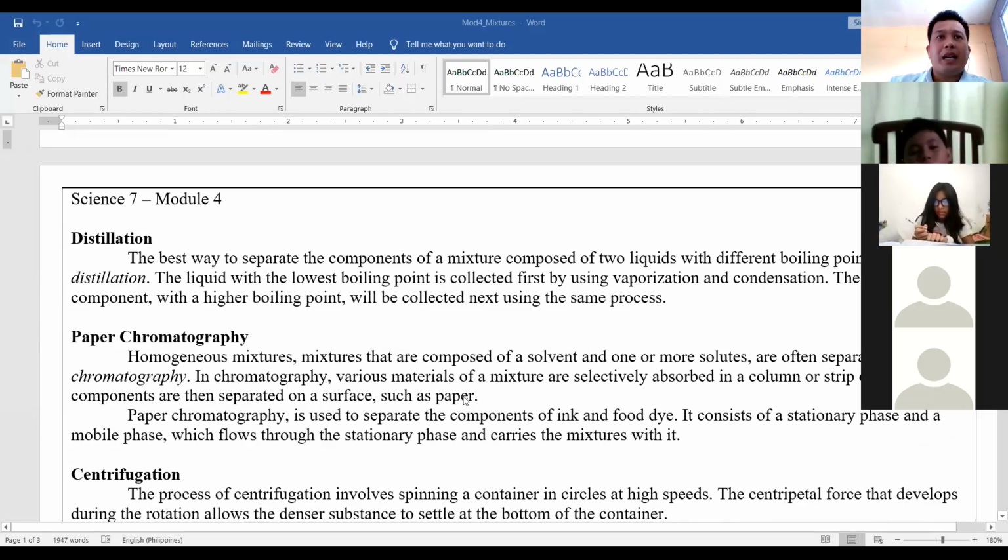Paper chromatography, on the other hand, is using food dye, or it is used to separate ink and food dye from the other components of the mixture or the water itself. No, paper. I'm not sure how paper chromatography is being done because we have no access to the materials here in our school.